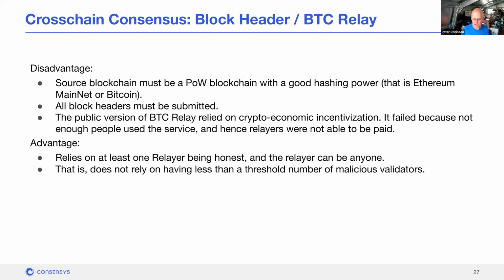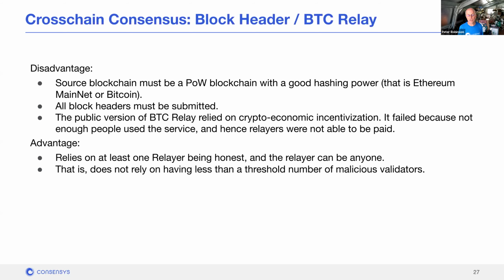So the obvious disadvantage is that you've got to have a proof of work blockchain as the source blockchain, and the hashing power has to be pretty strong. Otherwise, someone might be able to create a false block. And so all of the block headers have to be submitted. You can't miss out a block in the middle. And the public version of BTC Relay relied on crypto economic incentivization. And my theory on why it failed is because not enough people used the service, and hence the relayers weren't being paid.